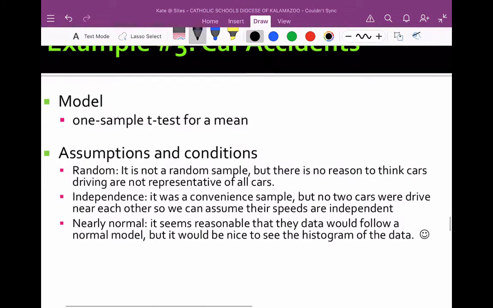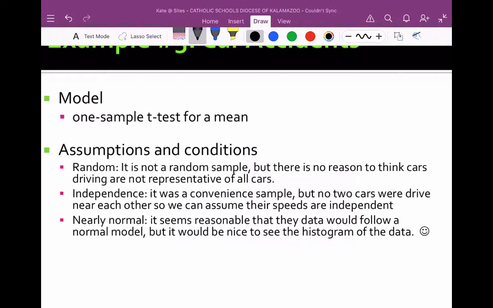The first thing we do is state our model and check our assumptions and conditions. So our model is a one-sample t-test for a mean. Our assumptions and conditions again are random, independence, and nearly normal. It's not a random sample, but there's no real reason to think that the cars driving by are not representative of all cars in the neighborhood.